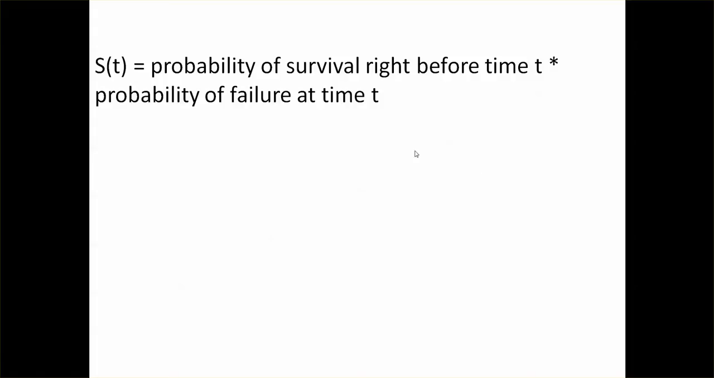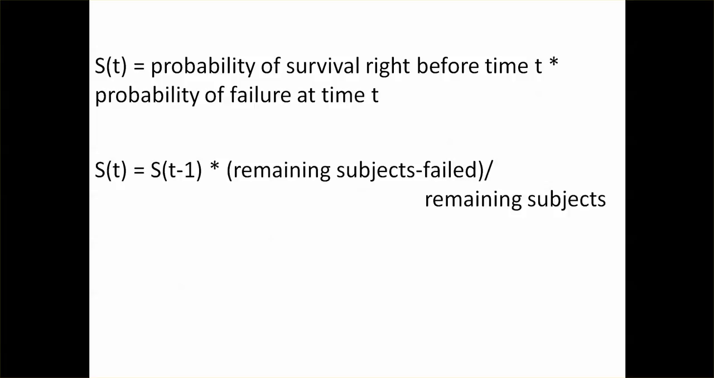What the y-axis actually is, is the probability of surviving at that time, and that equals the probability of survival right before time t and the probability of failure at time t, which is the probability of survival at time t minus 1 times the remaining subjects at time t minus the subjects that failed at time t, divided by the remaining subjects at time t. Yeah, it's a little bit complicated, but that's what we're going to have to use to get our y values. So I'll come back to that formula.